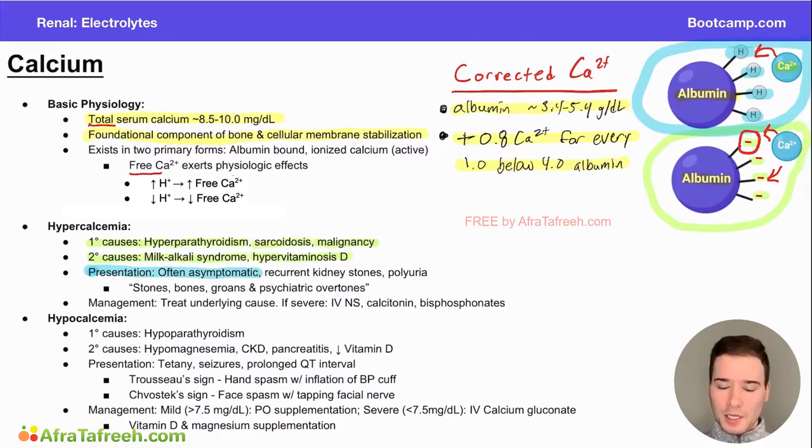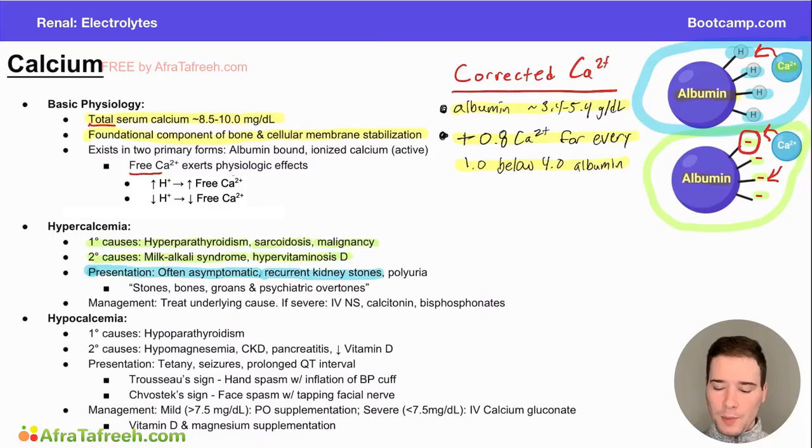A common presentation that patients could have is recurrent kidney stones. So calcium obviously plays a role in the formation of various types of kidney stones. Our calcium oxalate stones are one of our more common ones. And so if we have higher levels of calcium, this is ultimately going to lead to a higher risk of developing these stones. So patients can have recurrent kidney stones.